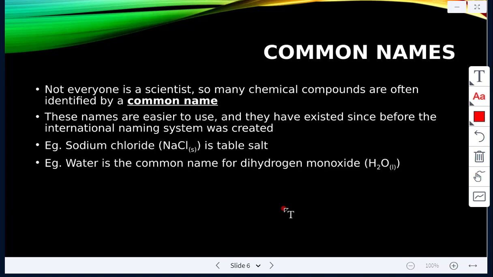Okay, so not everyone is a scientist, so many chemical compounds are often identified by a common name, such as water, such as table salt. We've talked about those a little bit already. These names are easier to use, and they've existed since before the international naming system was created. So again, sodium chloride, NaCl, is a solid, and water, H2O, is a liquid. And the chemical name of water is dihydrogen monoxide.